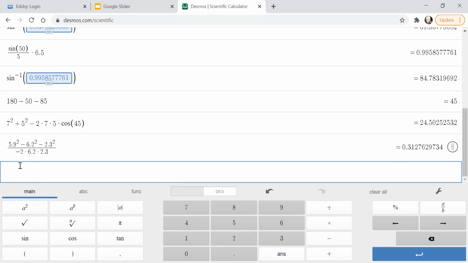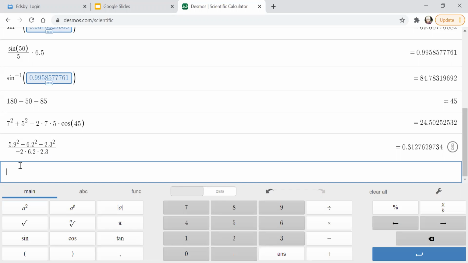How many of you are getting 0.31276, and so on and so forth? Yes. Okay, Sasha, anyone else? Yeah, wonderful. You guys are making me very happy right now.